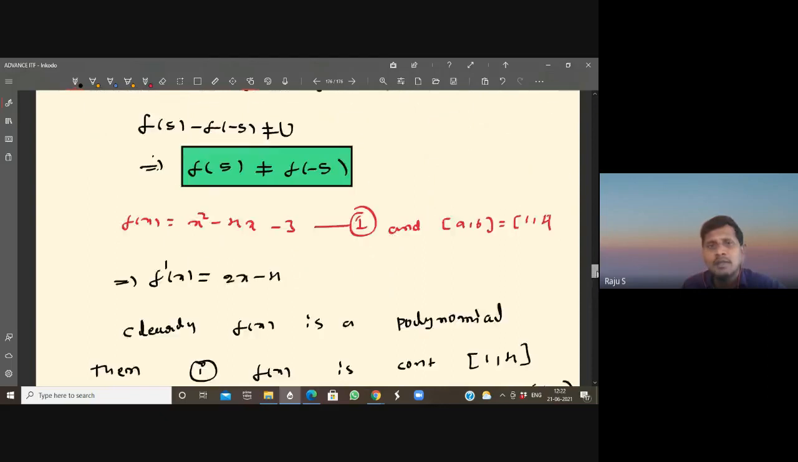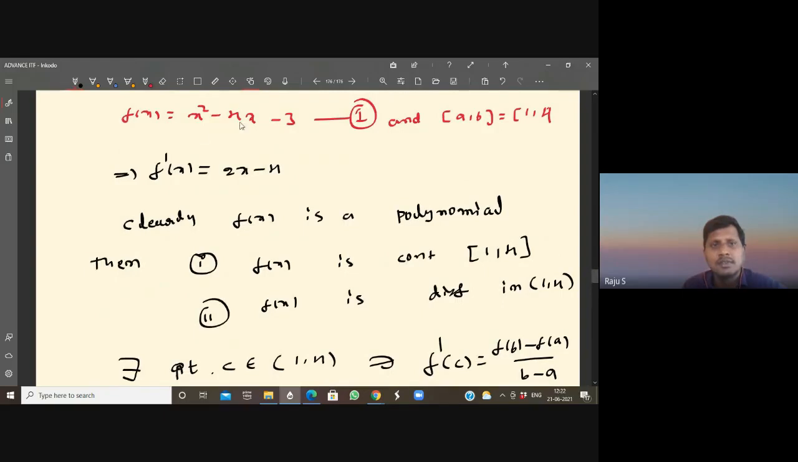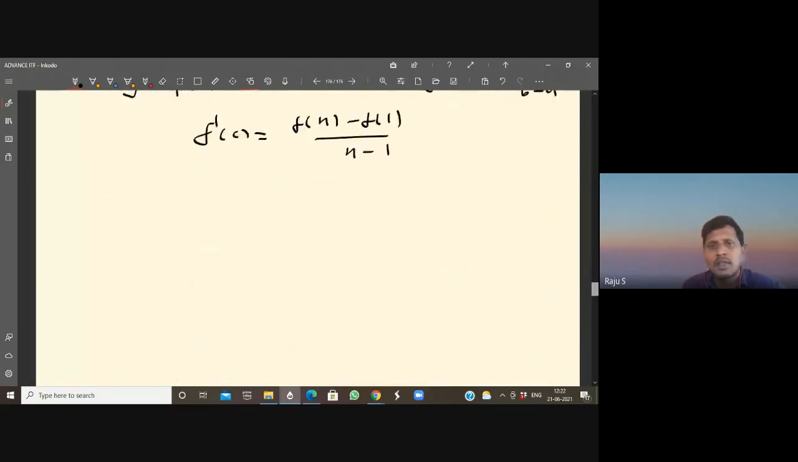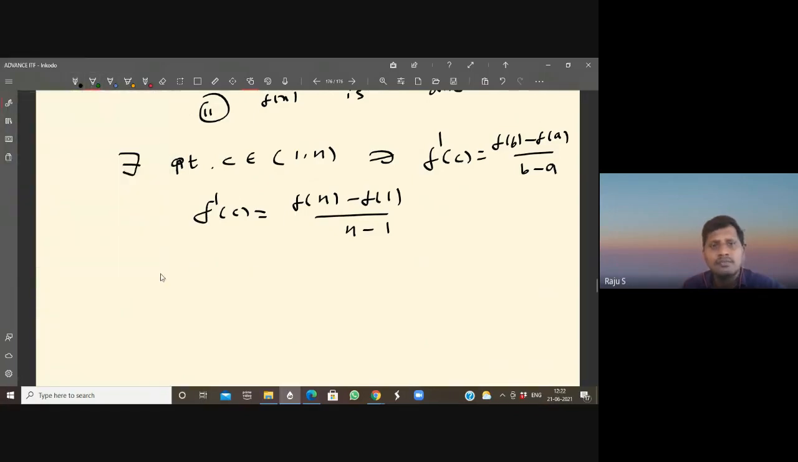All of you find f of 4 and f of 1 values with the help of equation 1. F of x is given here. What is f of x? X square minus 4x minus 3. With the help of this, what is f of 4? All of you find f of 4 and f of 1.